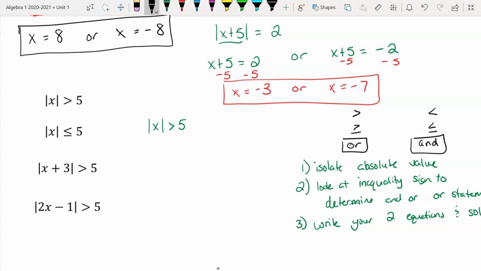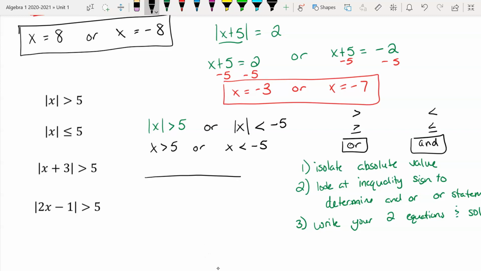So I isolate the absolute value, which I already did. Now I'm going to look at my inequality sign. Since it's greater than, I know it's going to be an or statement. So now you have to write another equation. When you write another equation, you're going to take the absolute value of x. I'm going to flip my inequality sign. So what I mean is now I'm going to make it less than. And I'm going to change this to a -5. All right, so my two answers are x is greater than 5 or x is less than -5.